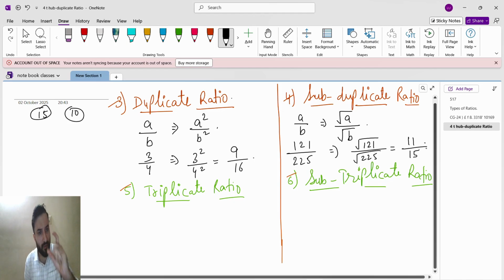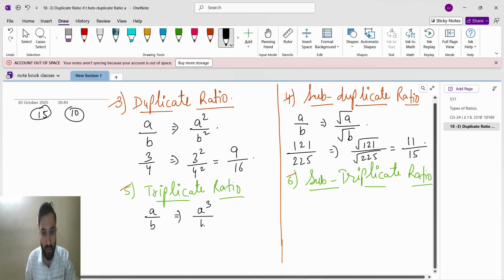Duplicate ratio means whatever the ratio is given, if you have to find a duplicate ratio, we will do the square of the ratio. Subduplicate ratio means whatever the ratio is given, we have to do the square root of that ratio, it will become subduplicate ratio. Okay, next is triplicate ratio. Triplicate ratio means if any ratio is given, we will do the cube of the ratio.